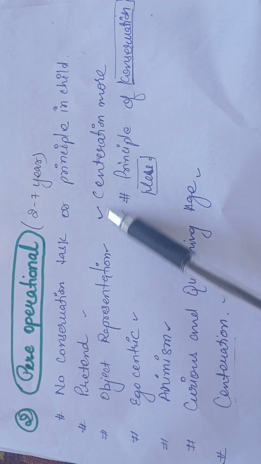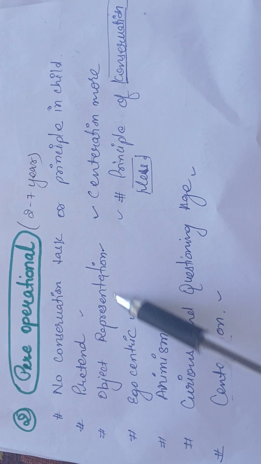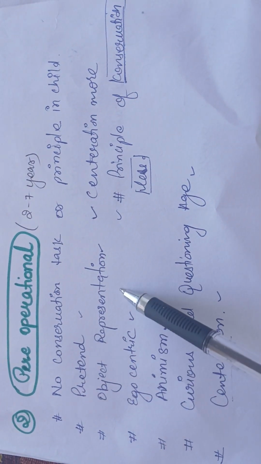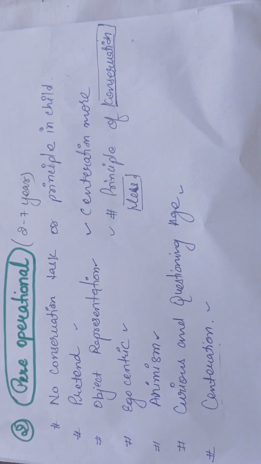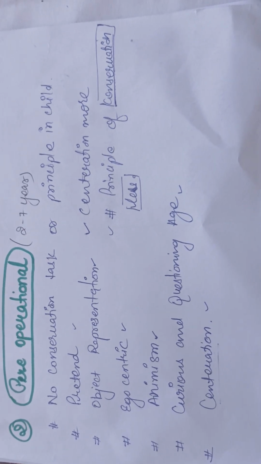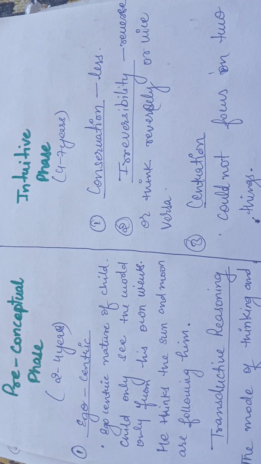Pre-operational stage, 2 to 7 years: no conservation task or principle in the child, pretend play, object representation. Animism, centration, a curious and questioning age. Principle of conservation is lacking. Egocentric.